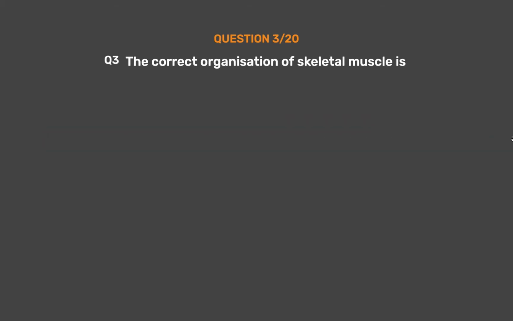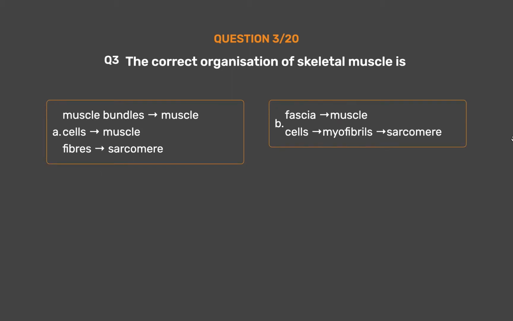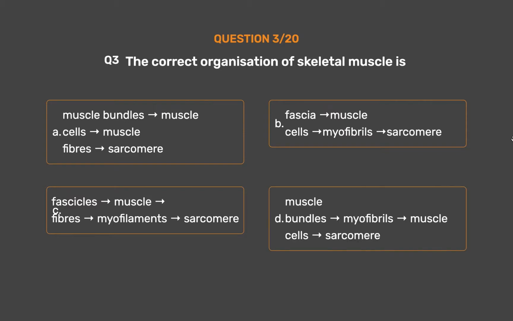Question number 3. The correct organization of skeletal muscle is Option A. Muscle bundles, muscle cells, muscle fibers, sarcomere. Option B. Fascia, muscle cells, myofibril, sarcomere. Option C. Fascicles, muscle fibers, myofilaments, sarcomere. Option D. Muscle bundles, myofibrils, muscle cells, sarcomere.